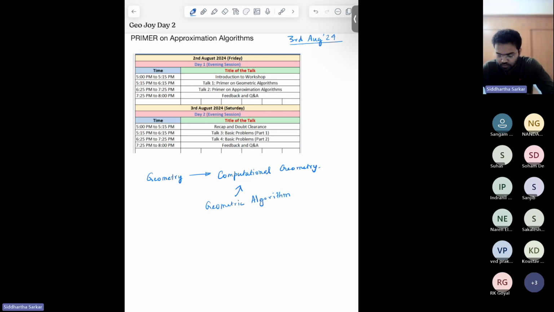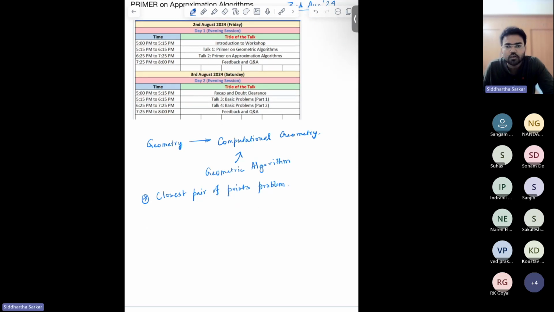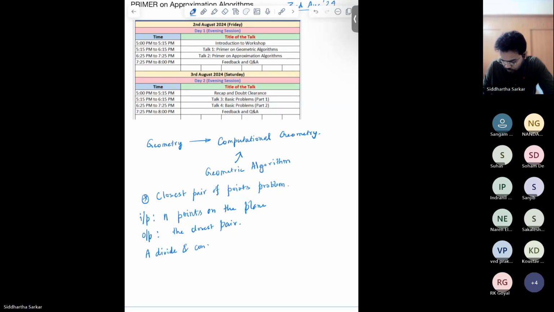And when designing a geometric algorithm, one of the primary goals is to minimize the running time of the algorithm so that the implementation is fast. And we have seen a concrete example problem also, which is called the closest pair of points problem. So in this problem, the input consisted of n points on the plane, and our objective was to output the closest pair. We found that there exists a divide and conquer algorithm which can report the closest pair of points in only n log n time.